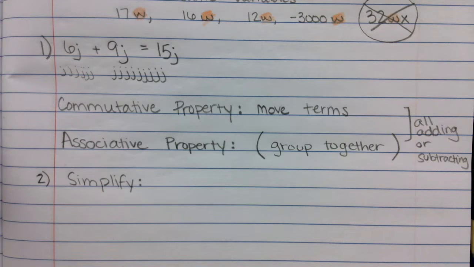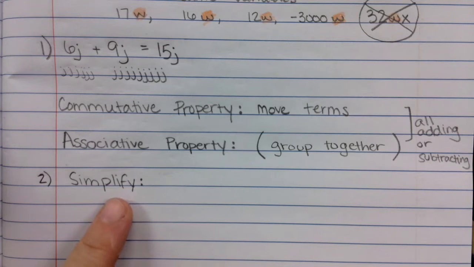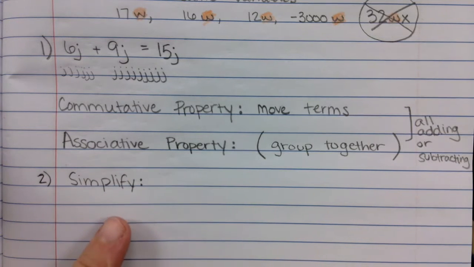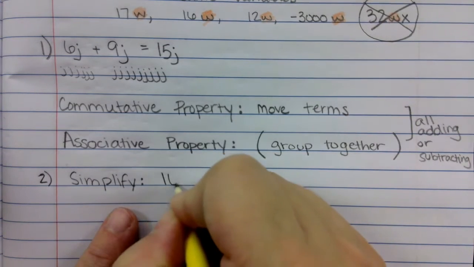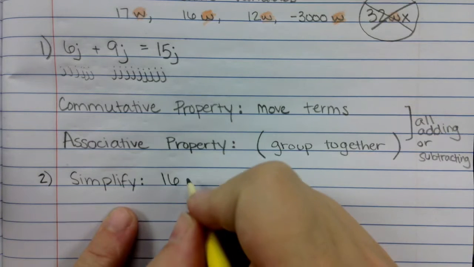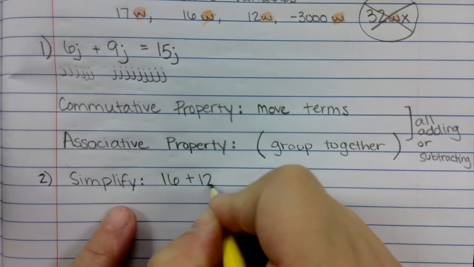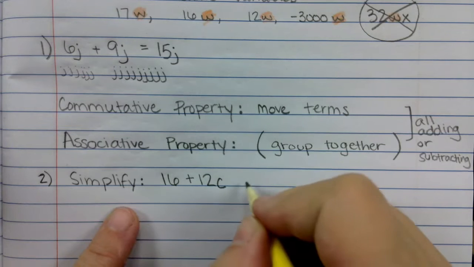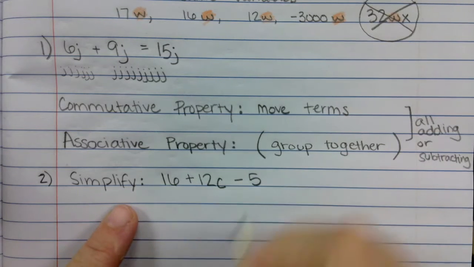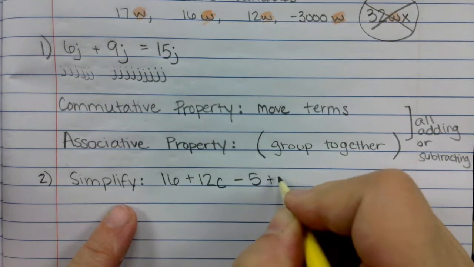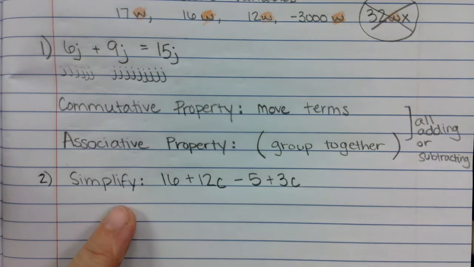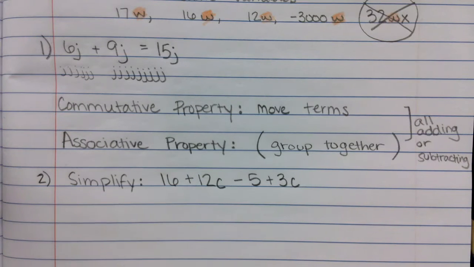easier to work with. So I have 16 plus 12c minus 5 plus 3c.